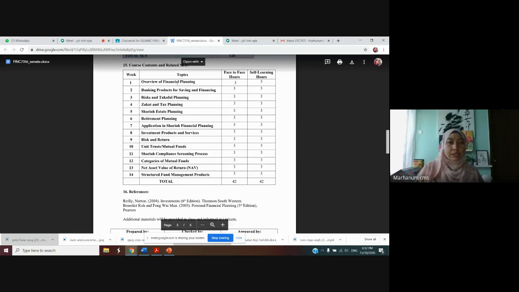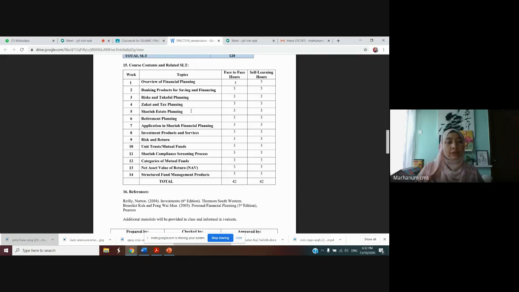So these are all the elements basically in Islamic financial planning which make it different from conventional financial planning. Conventional financial planning mana ada zakat, kan, dia ada tax sahaja. Takaful, they have conventional insurance. And then Sharia estate planning, we are different. We have wasiah, we have, apa nama dia, faraid law, dia pun tak ada. Okay, and then retirement planning, I think same lah.